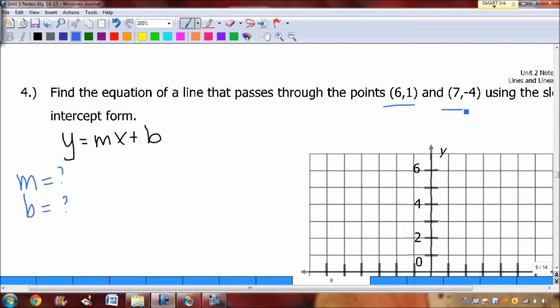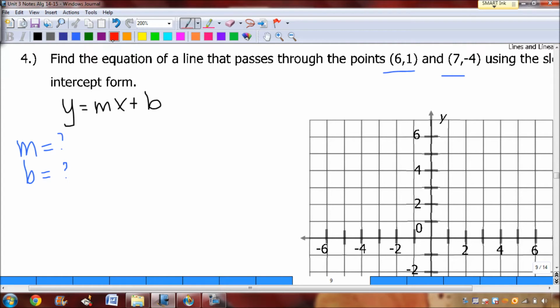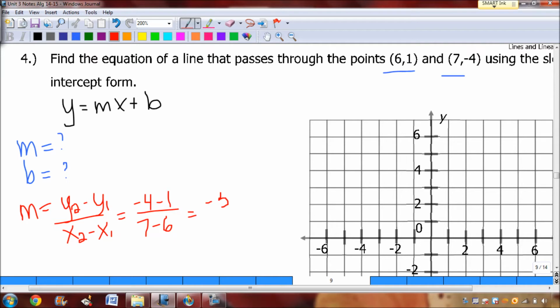In this problem, I don't know either piece of information, but I do know that it's going to pass through these two specific points, and I have a formula that I can use to help me figure out what the slope is. Remember, the formula is y2 minus y1 over x2 minus x1, right? So you end up getting -4 minus 1 over 7 minus 6. So this turns into -5 over 1, which is -5. Now the slope is no longer a mystery. I know the slope is -5.